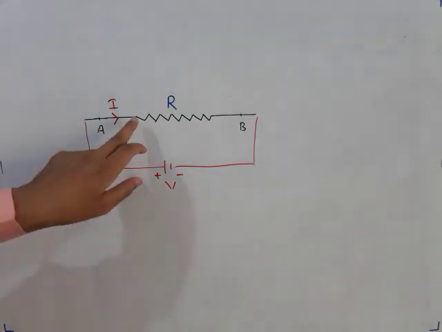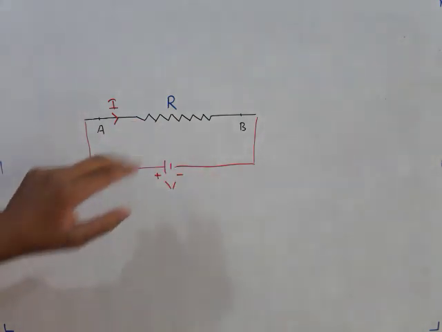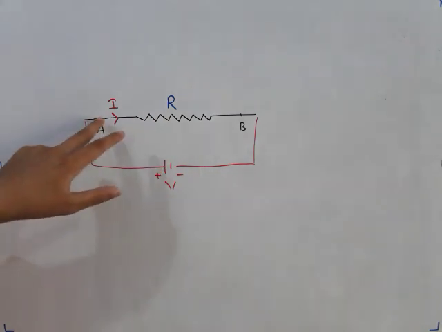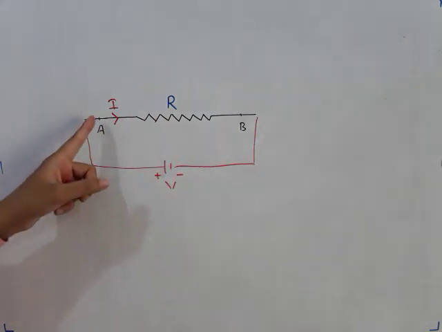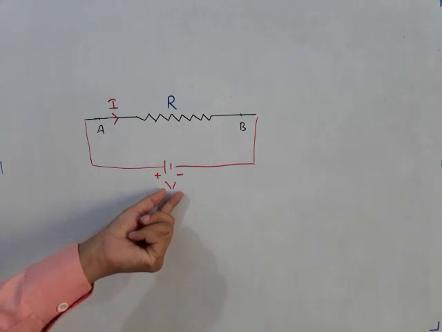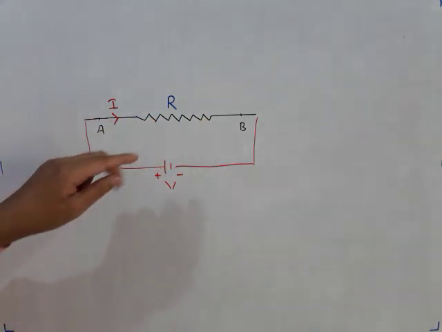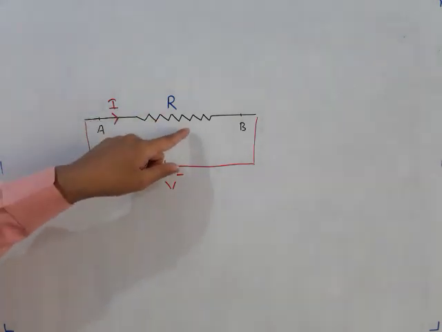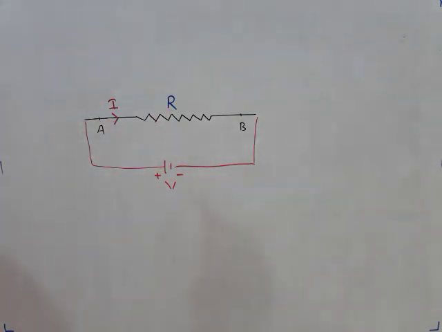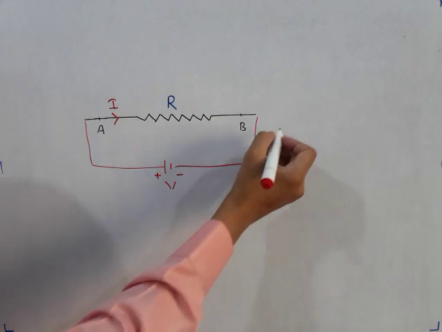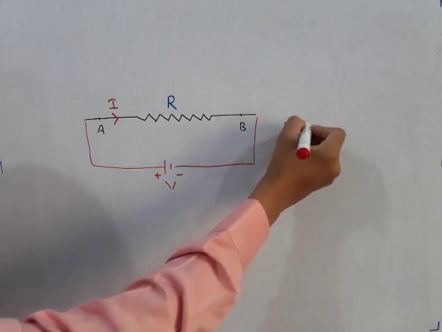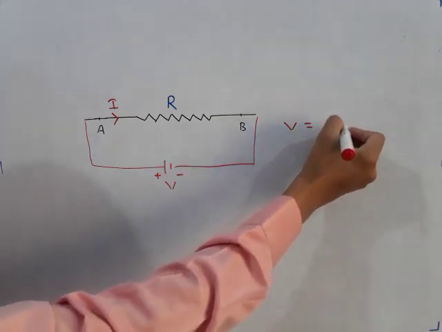If the ends of the resistor are at A and B, then between A and B, what is the potential difference? V. What is the current through the resistance? I. And what is the value of resistance of this resistor? R. Using Ohm's law, you know that these three are related using the relation V is equal to I times R.